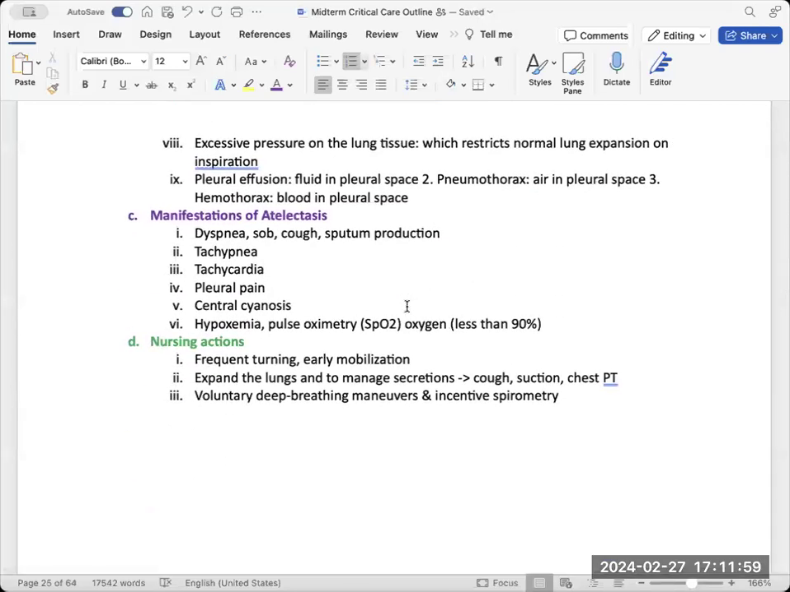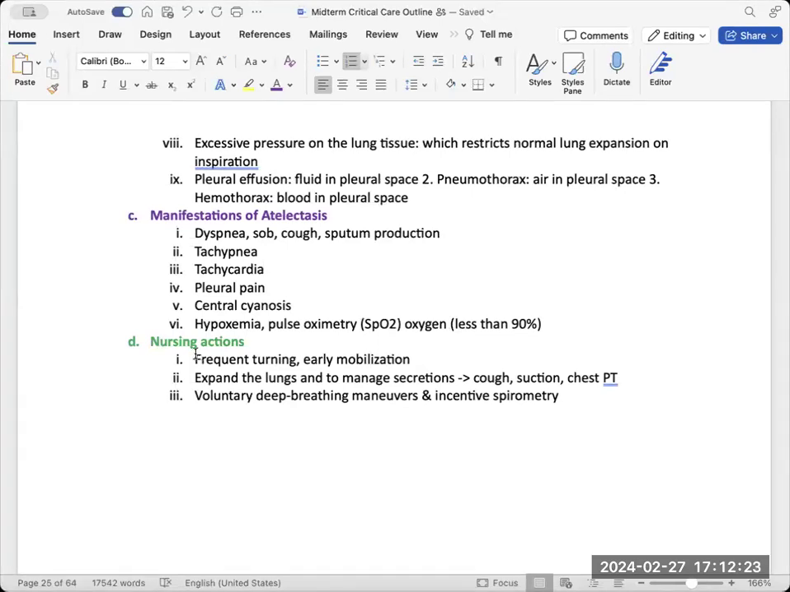So what are manifestations? Problem with breathing, respiratory. So dyspnea, right? Shortness of breath. Sputum production, because we said what can cause collapse of the alveoli, increased secretions as well as trauma, right? If they're having problems breathing, they're going to have tachypnea, tachycardia, they could have pleural pain, right? They could have cyanosis and even hypoxemia if it gets that bad.